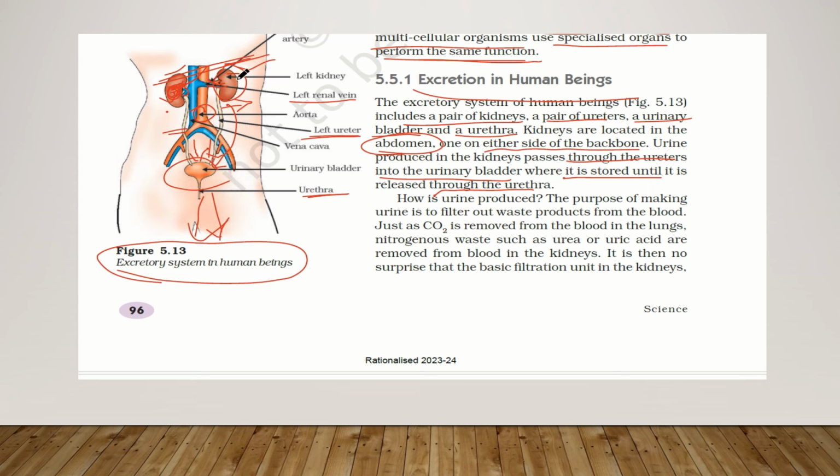The blood from the left kidney is taken through the left renal vein up to the inferior vena cava. Inferior vena cava and superior vena cava we have studied when we studied circulation or transportation. Just try to recall once. These veins are opening into the inferior vena cava.